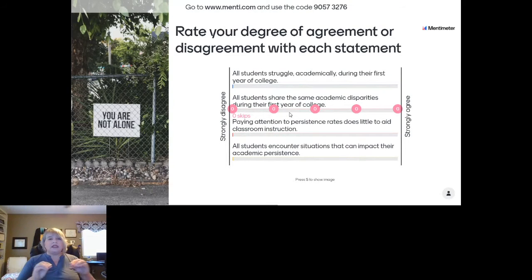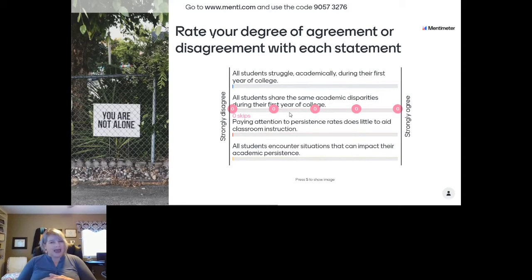Okay, so rate your degree of agreement or disagreement with each statement. And as you rate this, you're going to see on the screen an average of your opinions. So strongly disagree is on your left, strongly agree on your right. So we've got 4 statements here.